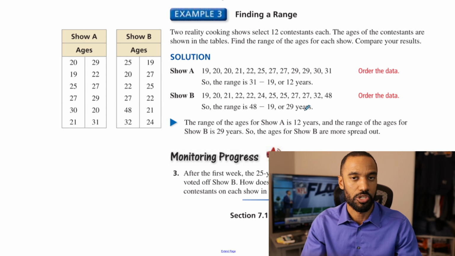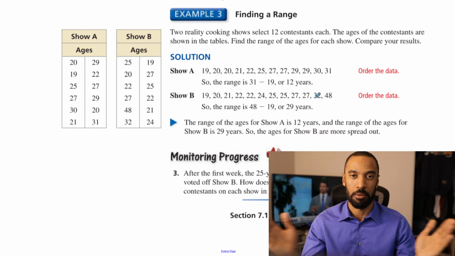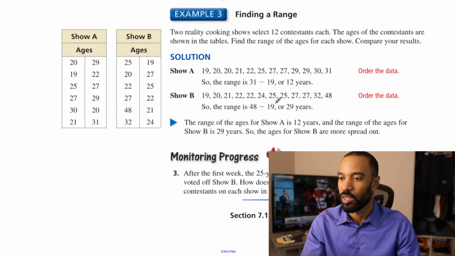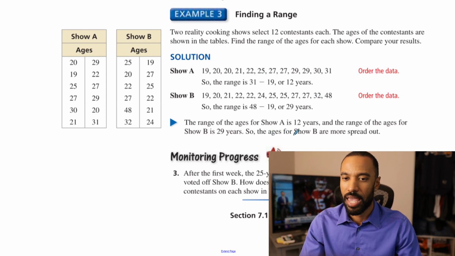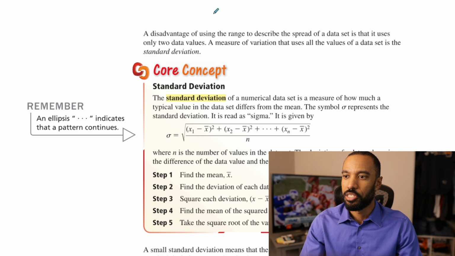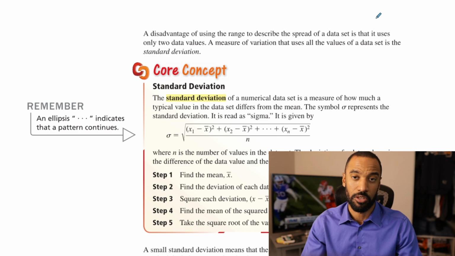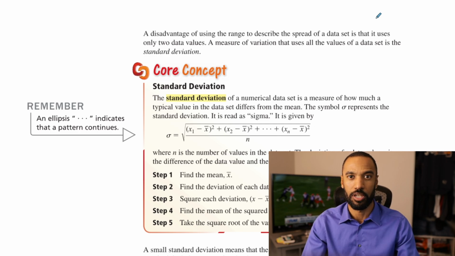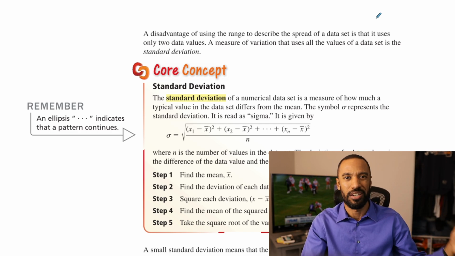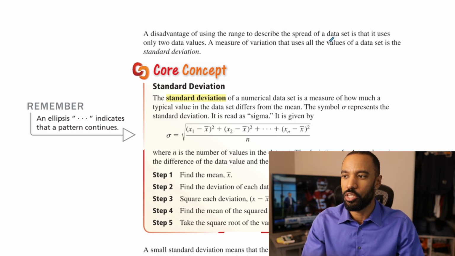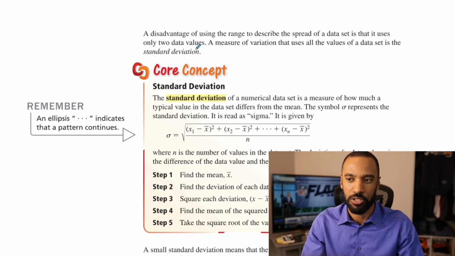Significantly larger range on show B. It didn't mention anything on mean, median, and mode when it comes to average. That's just the range of these 2. The ages for show B are more spread out. A disadvantage of using the range to describe the spread of dataset values is it only uses 2 data values. Very true. That 48-year-old could have been a 60-year-old, whatever, but it's just one number, whereas the others are showing everything different. A measure of variation that uses all the values of a dataset is the standard deviation.